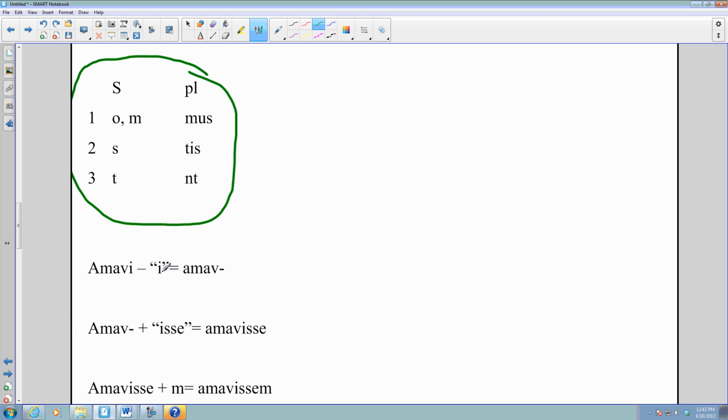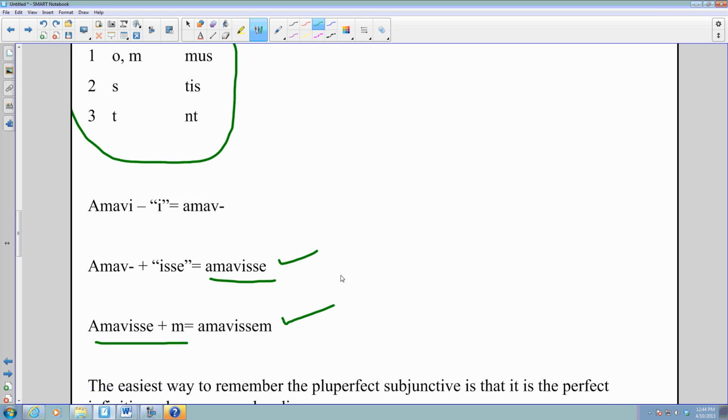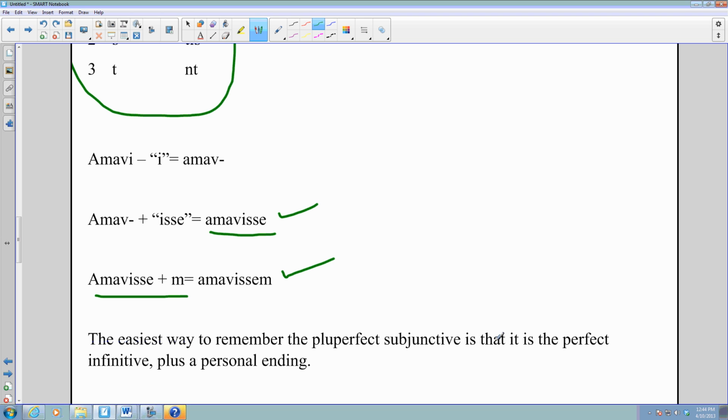So we take the I off of amavi, we get amav. We add -isse, that gives us amavisse, which, by the way, for our shortcut later, remember that this is also the perfect infinitive. And then we're going to add our personal ending, which in this case is first person singular: amavissem. This is the pluperfect subjunctive form in the first person singular. The easiest way to remember the pluperfect subjunctive is that it is the perfect infinitive, amavisse, plus a personal ending. That's it. That's the shortcut.